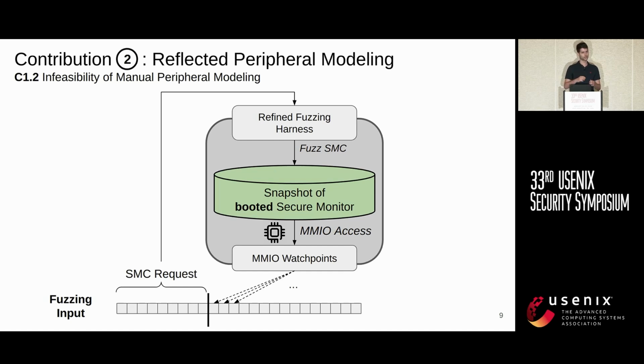And for injecting these hardware interactions, we implemented a mechanism that allows us to hook the execution of the secure monitor at runtime exactly when an MMIO read event happens. And the underlying idea here is that at some point, our fuzzer will find a good input that allows the secure monitor to overcome coverage walls that would arise due to missing peripherals.